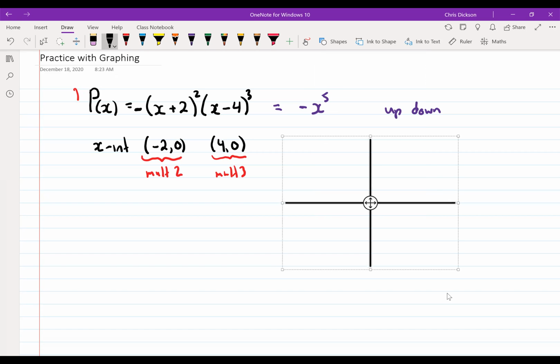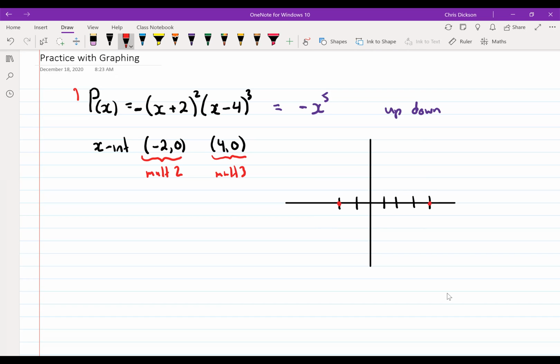So I could plot my x-intercepts first. We said one at 4, and one at negative 2. Now the y-intercept of this graph is going to be fairly large as far as a number goes. It could be negative or positive. We'll have to work it out.